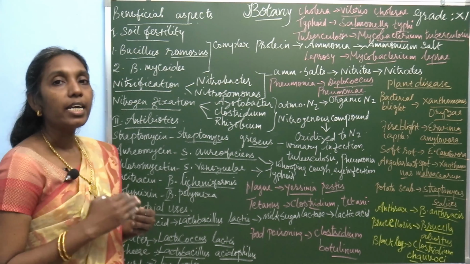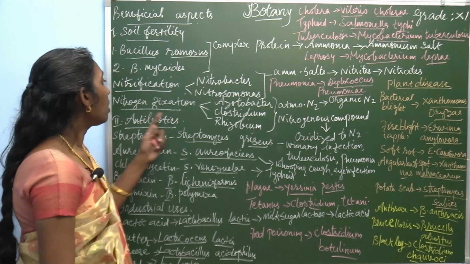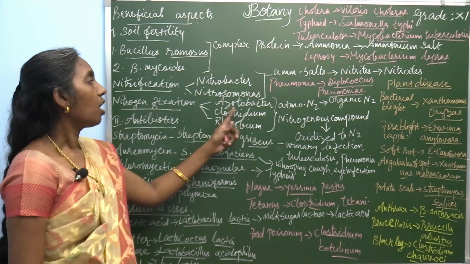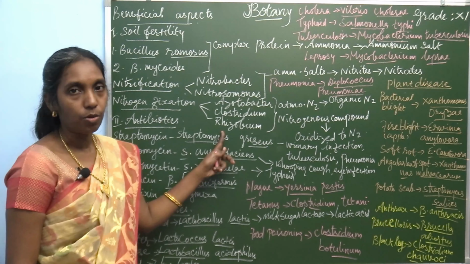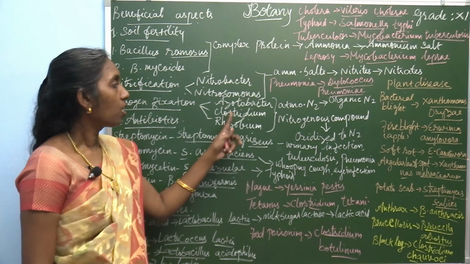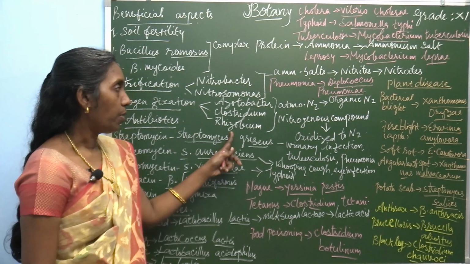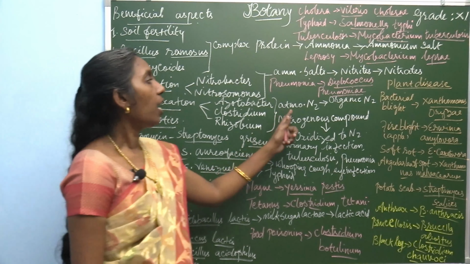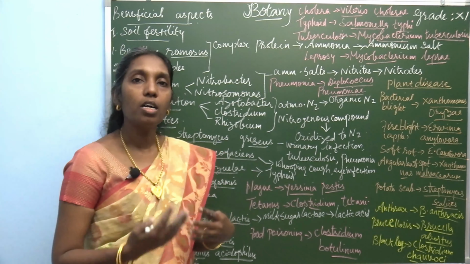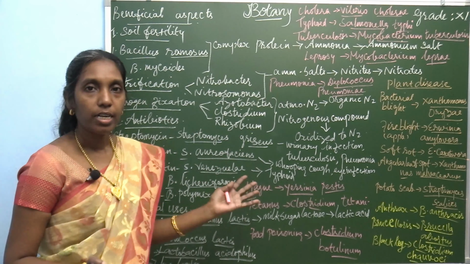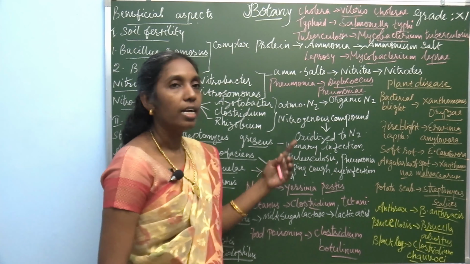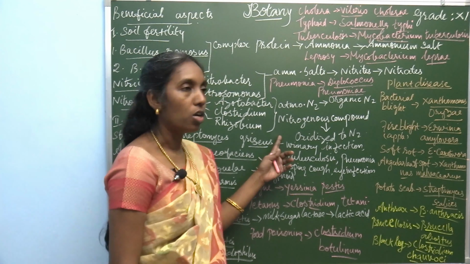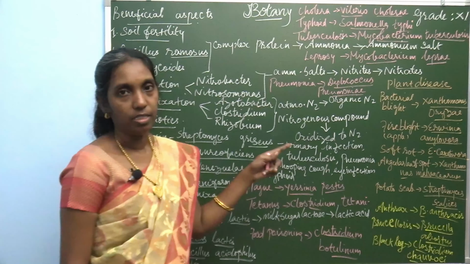Next step is nitrogen fixation. There are three different bacteria, Acetobacter, Clostridium and Rhizobium, which convert the atmospheric nitrogen into organic nitrogen. The atmospheric nitrogen is converted into organic nitrogen, as well as the nitrogenous compounds are oxidized into nitrogen.